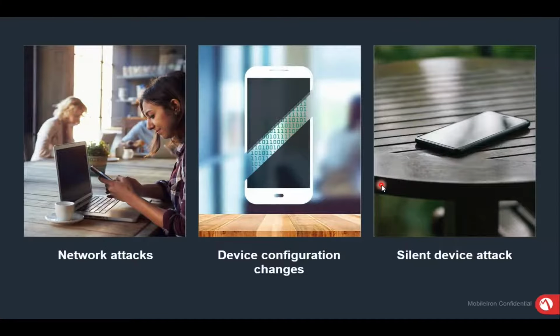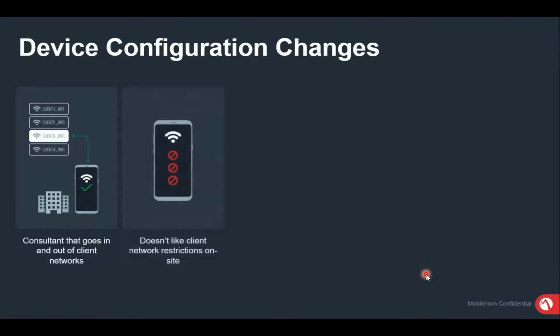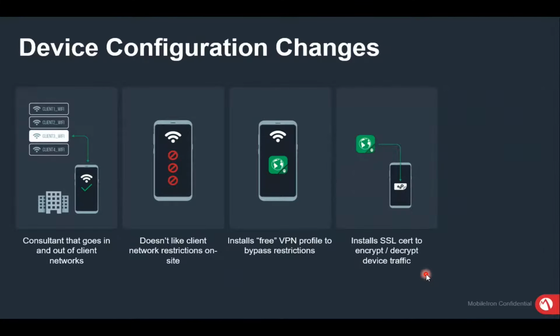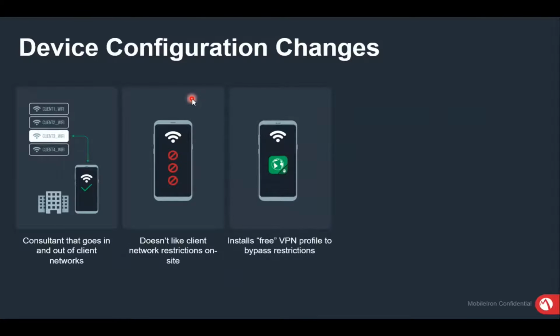So let's see some real MTD examples. We have categorized them into three different attacks: network, device configuration changes, and silent device attack. This first one is a network attack, so ignore the heading over here. When a user tries to connect to untrusted Wi-Fi, it might be someone publishing the SSID, and they are trying to do a man-in-the-middle attack.